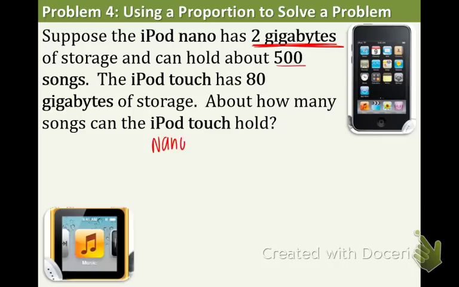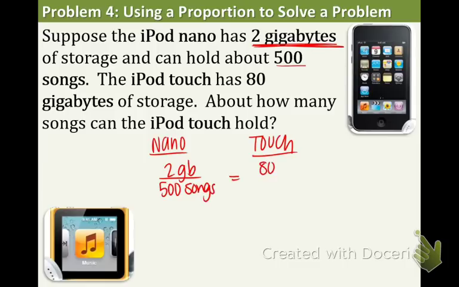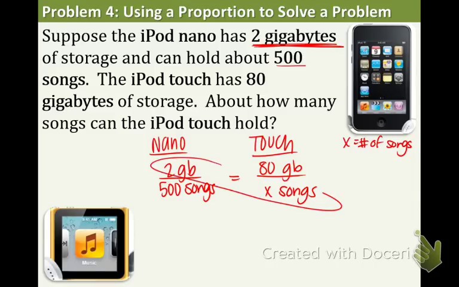So let's label this Nano and Touch. 2 gigabytes and 500 songs. And then 80 gigabytes, wow, that's a lot more, and X songs. X is going to be the number of songs. You could really use any letter here, but X is the most common. And the easiest way to solve this is to cross multiply. As you can see, before we do so, the gigabytes are both on top, the songs are both on bottom, so our proportion is set up correctly.